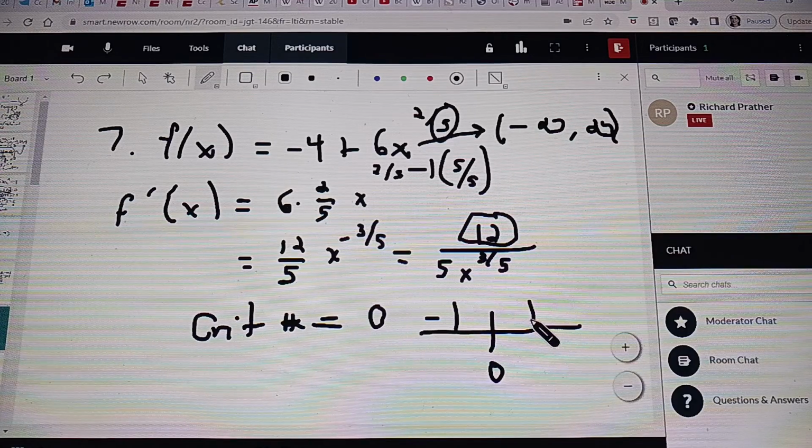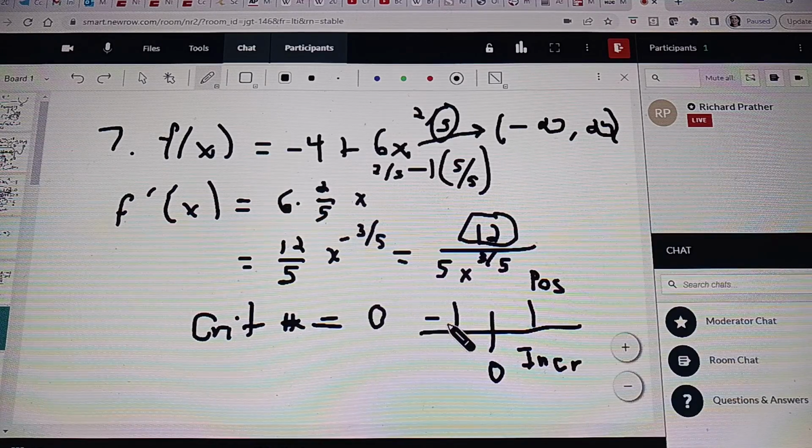1s are really nice to work with too, because any root of 1 is 1. 1 to any power is 1. So 1 to the 3/5 power, doesn't matter the 3/5 power, that's 1. Times 5 is 5, and 12 divided by 5, we don't care that it's 2.4. The more important thing is that it's positive. So our original graph, this one we might not even know what it looks like, it's always increasing anytime you're past 0.